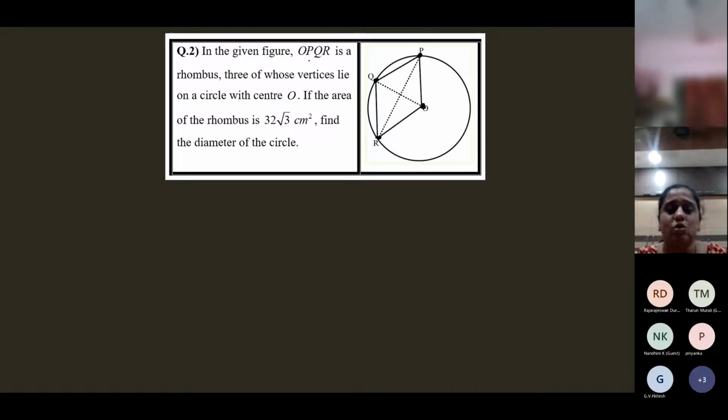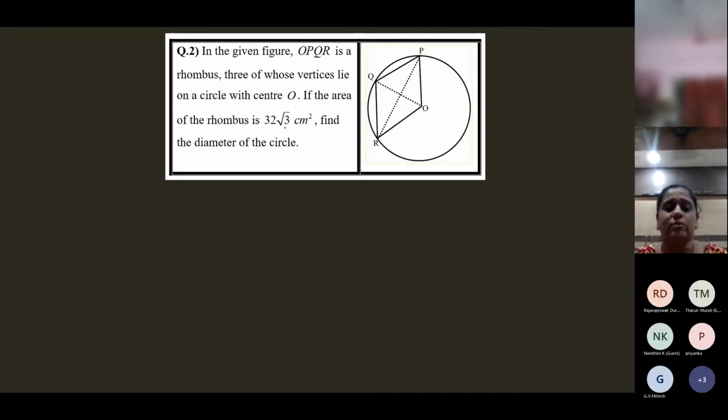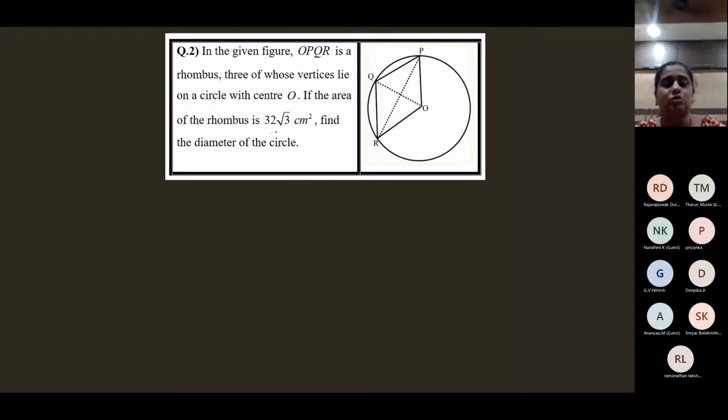So in the given figure, OPQR is a rhombus, three of whose vertices lie on a circle. P, Q, and R lie on the circle, and the other vertex is the center O. If the area of the rhombus is 32 root 3 centimeters square, find the diameter of the circle.